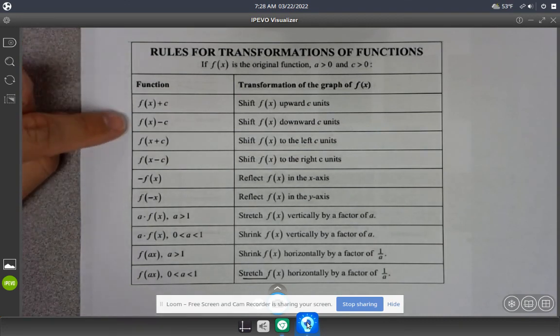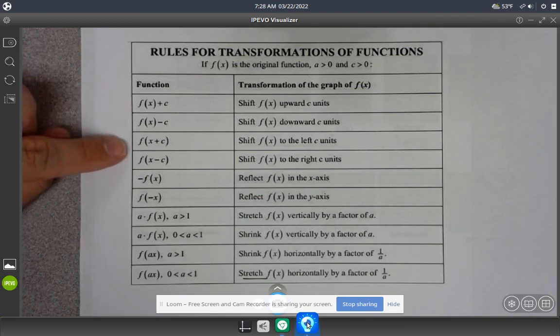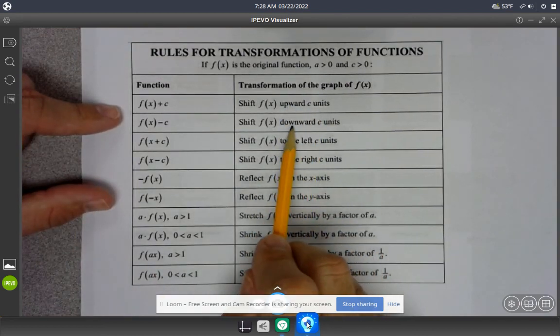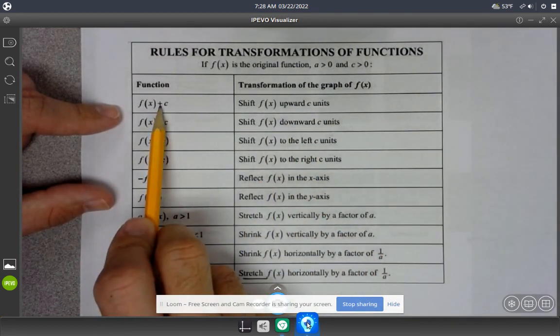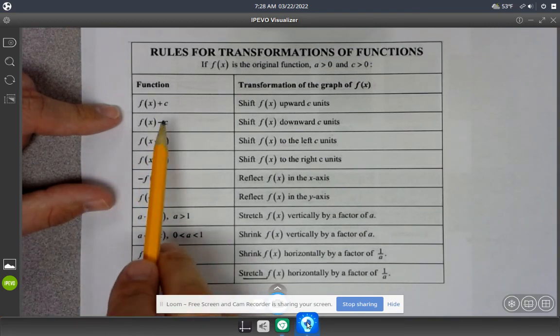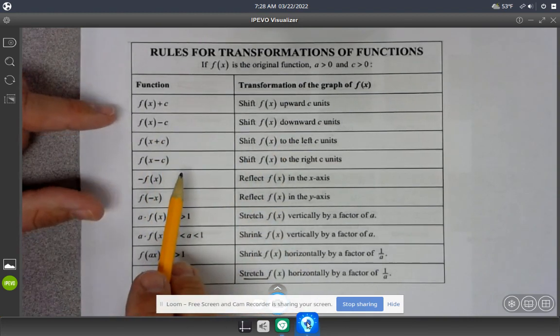But if you want to move something up, down, left, or right, it's as simple as adding or subtracting a number. So to move something up or down, you're going to add or subtract on the outside of the parentheses. That's how you do that. If you add something, it moves it up. If you subtract outside the parentheses, it moves it down.